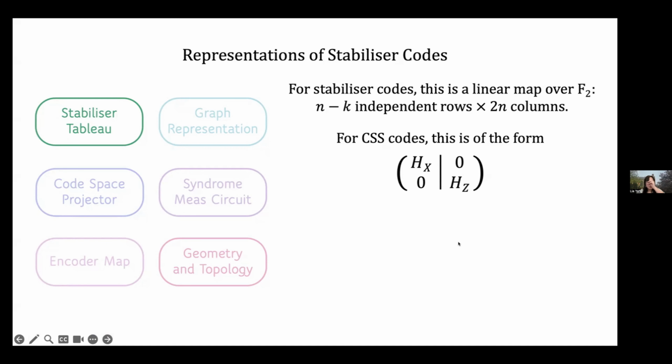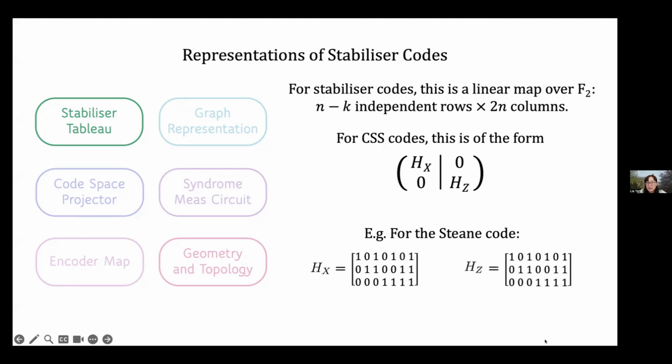So for CSS codes, this tableau is of this nice form, and this lets you have many special properties that are really useful, specific to CSS codes, that don't generalize nicely to arbitrary stabilizer codes. We'll show, as a recurring example in this part, the Steane code, also identified with the number [[7,1,3]]. So 7 physical qubits, 1 logical qubit, and code distance 3, so it can correct and detect up to 1 error per code block. For this specific example, the binary matrices would be this H sub x and this H sub z matrix shown here.